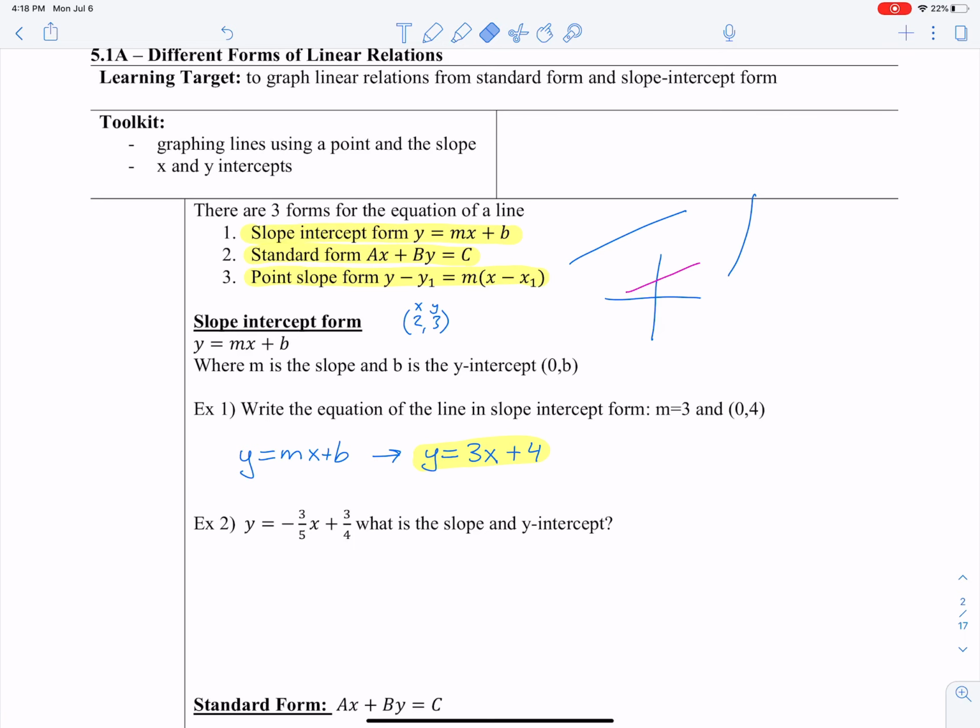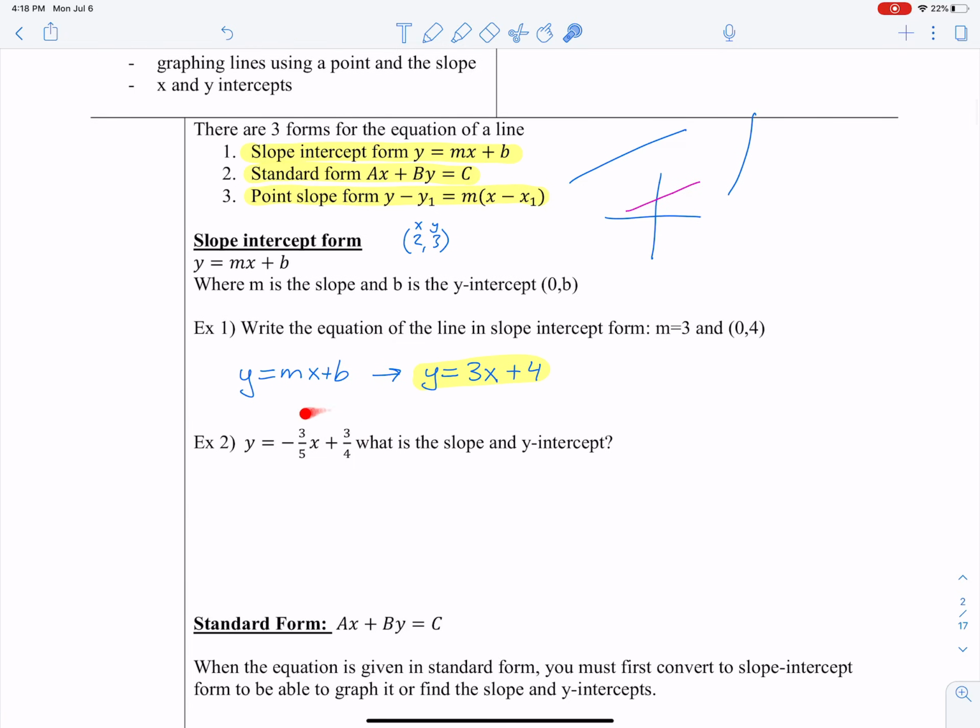Now in the next one, they're giving you a slope-intercept form. Now in slope-intercept form, you can have fractions. That's okay. You do not need to change them into a decimal. You can leave them as fractions. And it says, what is the slope and the y-intercept? So the slope is our m, so it's right in front here. So that's our m, our slope. So m is equal to, we just copy exactly, -3/5. Remember, the negative always goes at the top. And our y-intercept, we can also call that our b, would be 3/4.